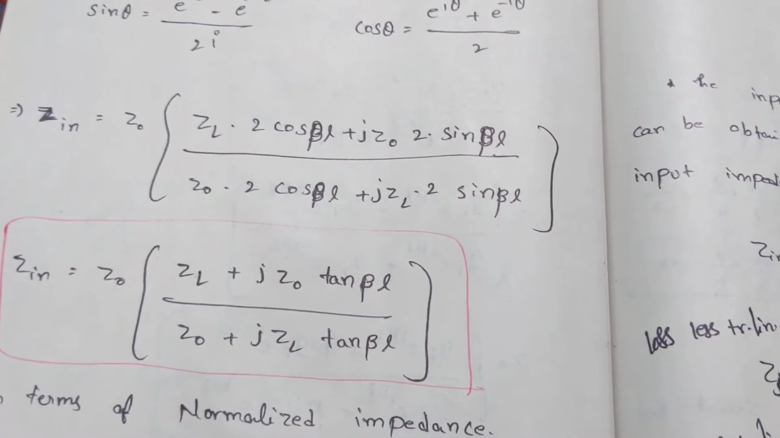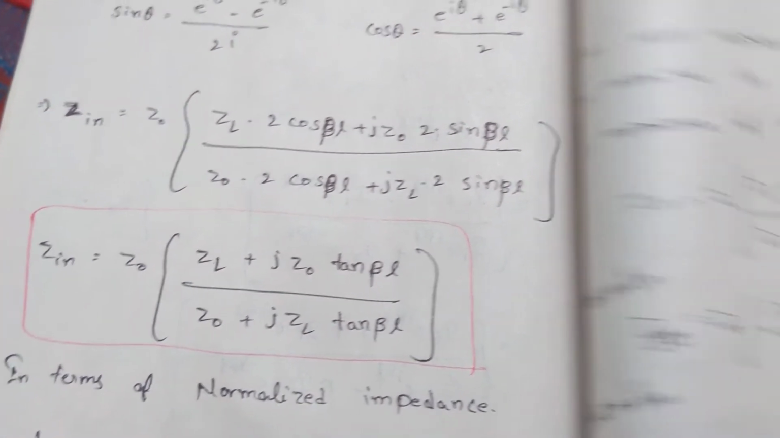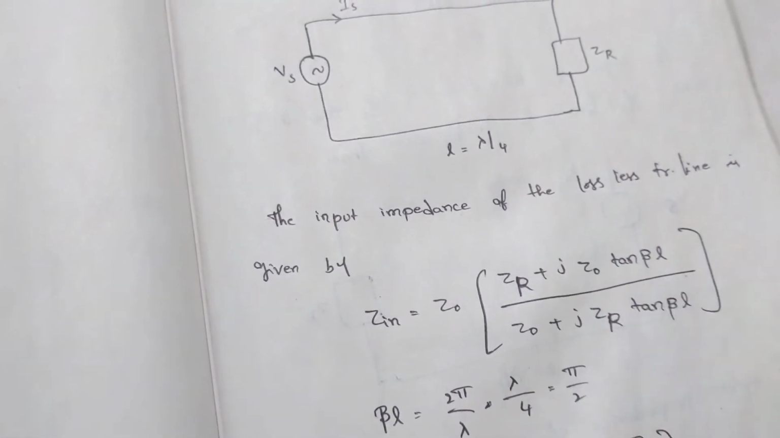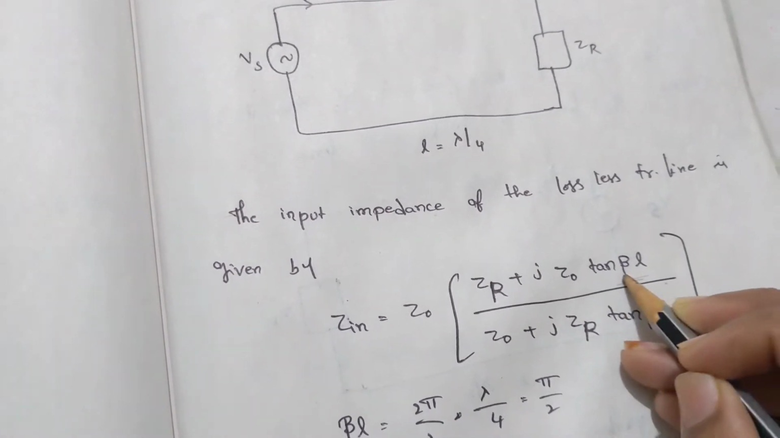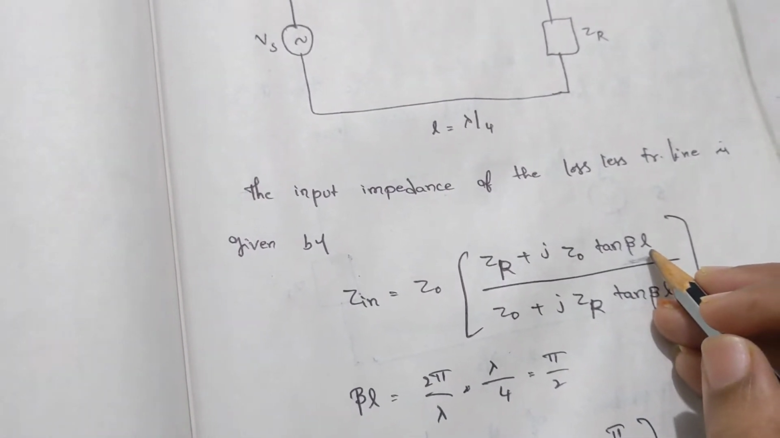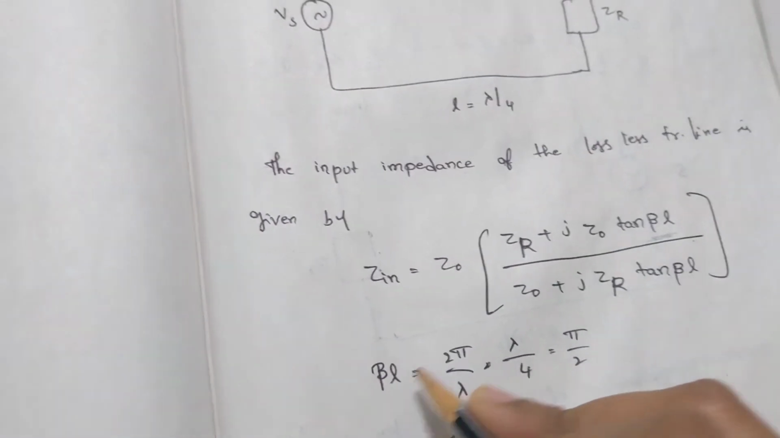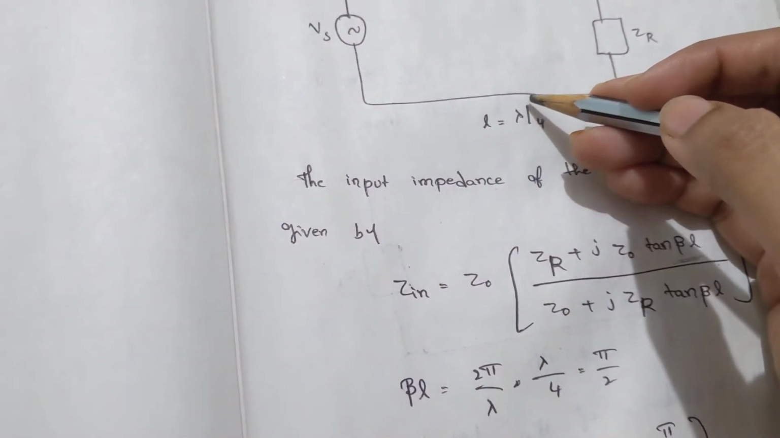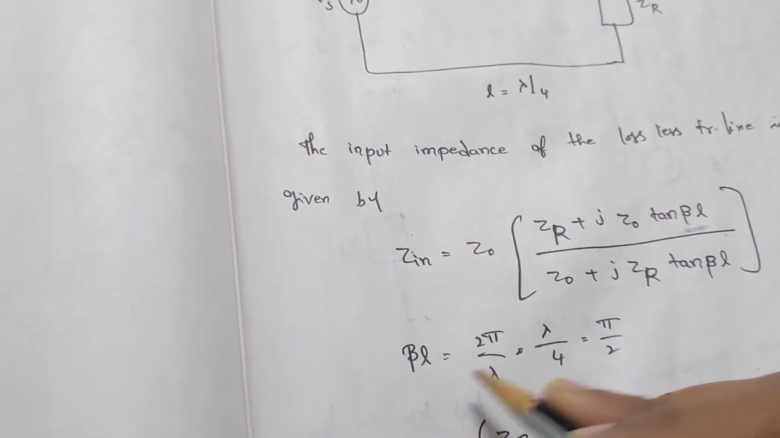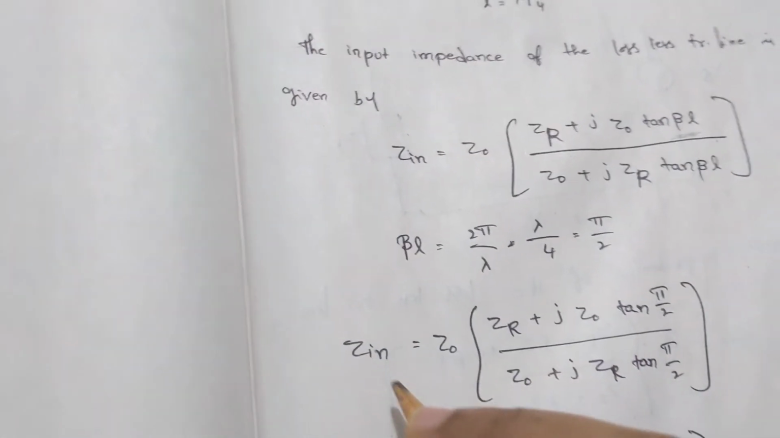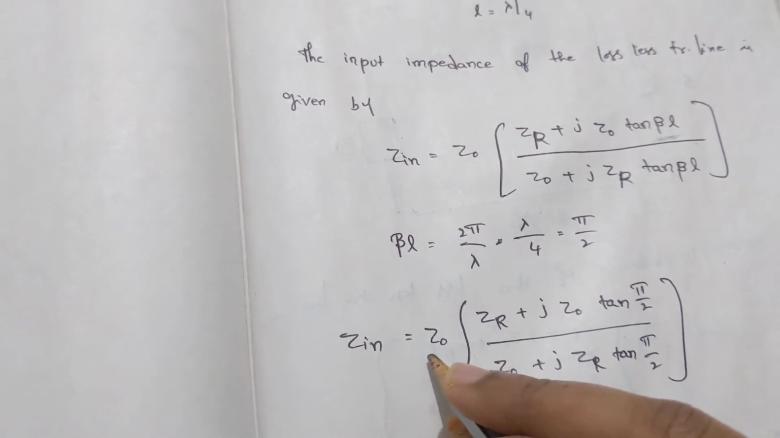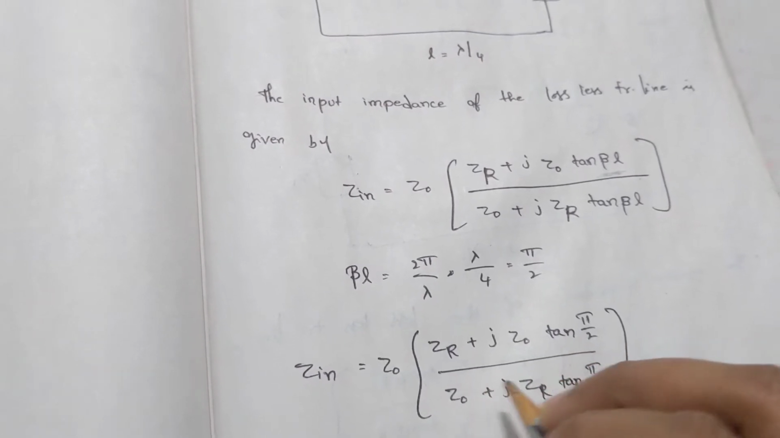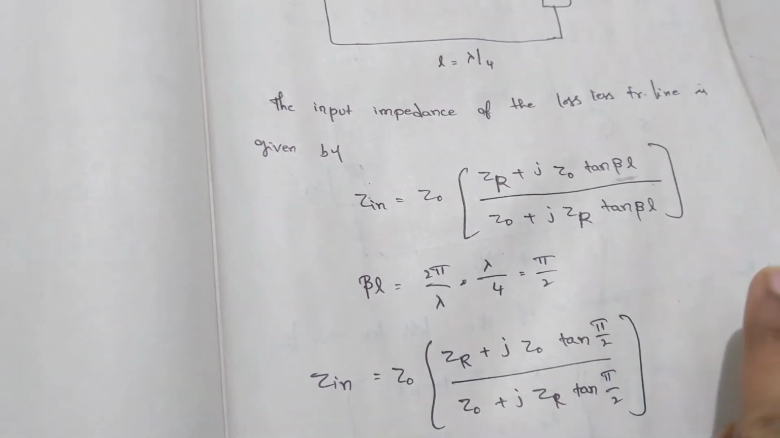In our previous classes, we saw the input impedance for a lossless transmission line, Zin equals Z0 times Zr plus j Z0 tan beta L over Z0 plus j Zr tan beta L. I directly take that formula and substitute beta L based upon the length of the transmission line. Beta we already know is 2 pi by lambda. For the quarter wave, length lambda by 4, beta L is nothing but pi by 2. So now the Zin expression is Z0 into Zr plus j Z0 tan pi by 2 divided by Z0 plus j Zr tan pi by 2.